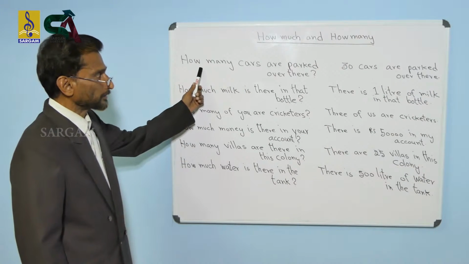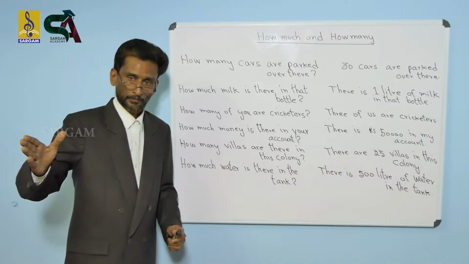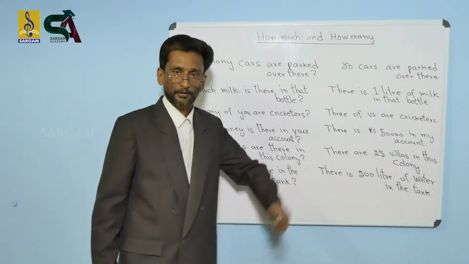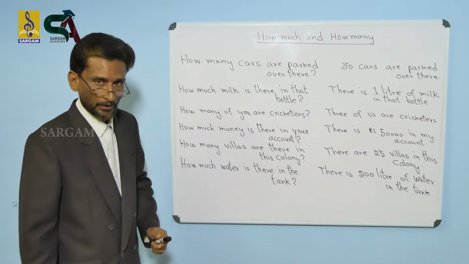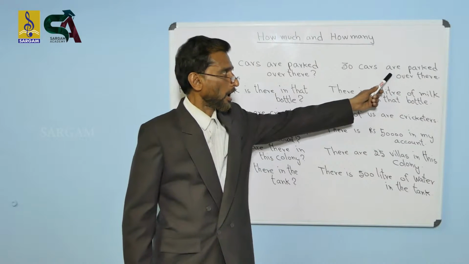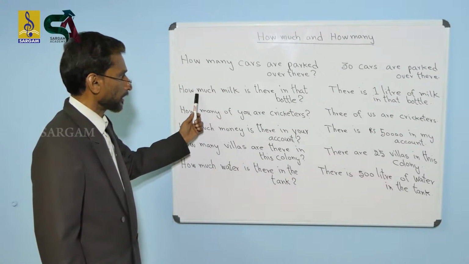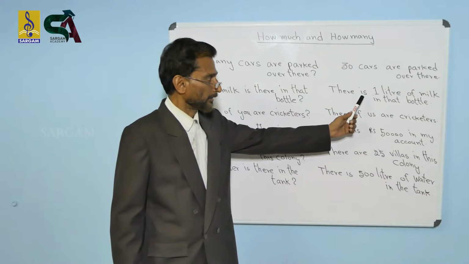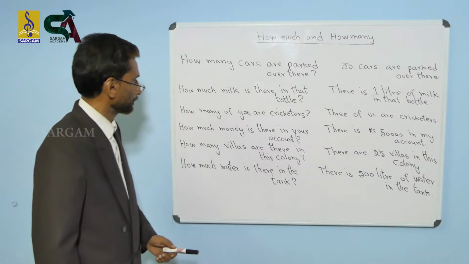How many cars are parked over there? 30 cars are parked over there. See? How many is countable, so it takes a plural auxiliary, are. And how much is uncountable, so it takes a singular helping verb auxiliary, that is.